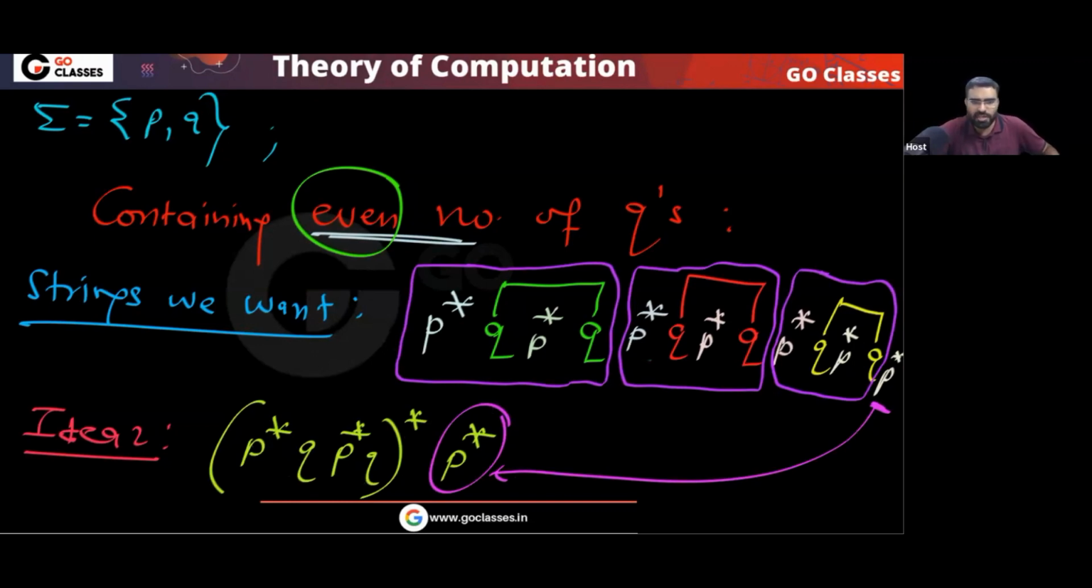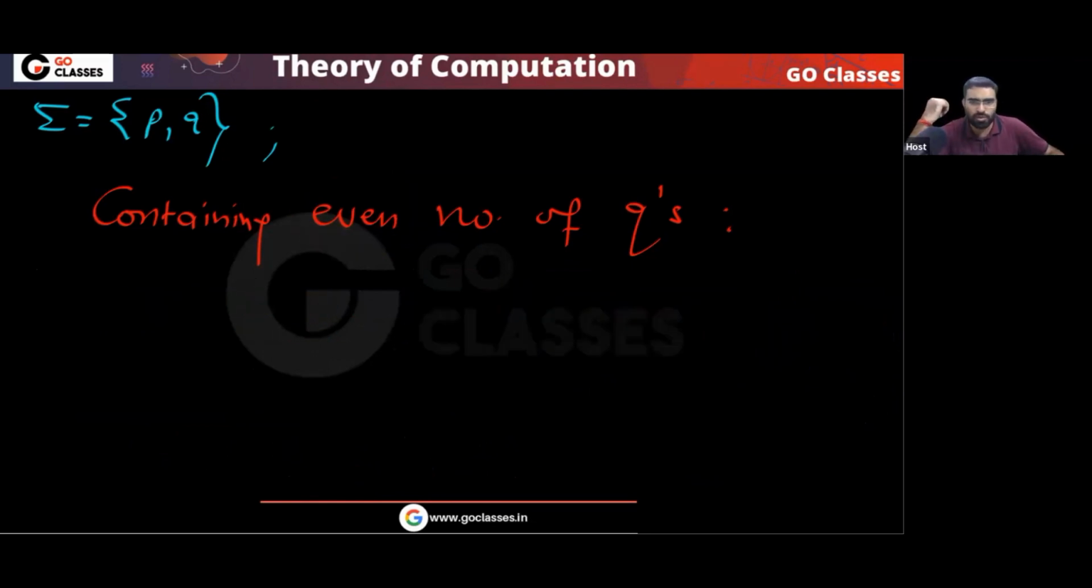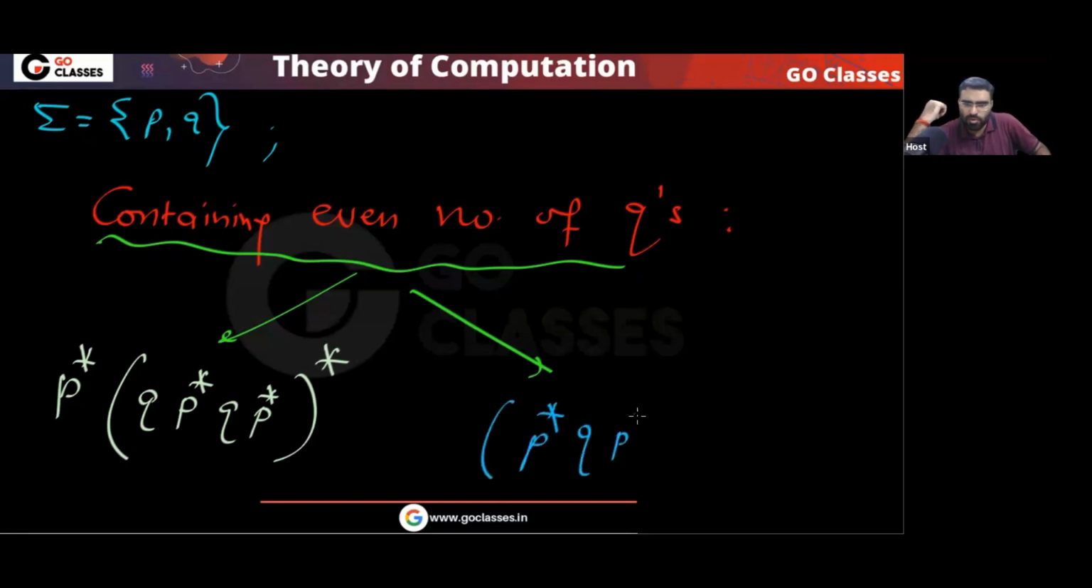So we have seen 2 ideas for even number of queues. Now we need to find the answer for odd number of queues. For even number of queues, you have 2 answers. One answer is like this: (P* Q P* Q)* P*, and another answer is (P* Q P* Q)* P*... so these are the 2 answers.